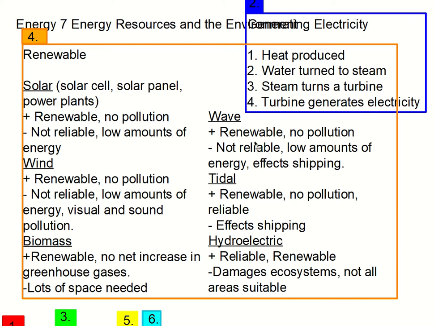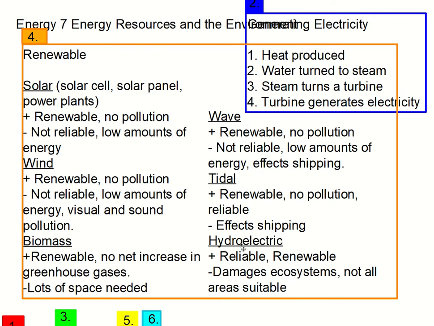It's not always sunny, especially in this country. It's not always windy. There's not always sufficient waves. Biomass, as long as you've got enough of it, is reliable. You can always generate electricity from it. Tidal, well, there's always 2 tides every day.